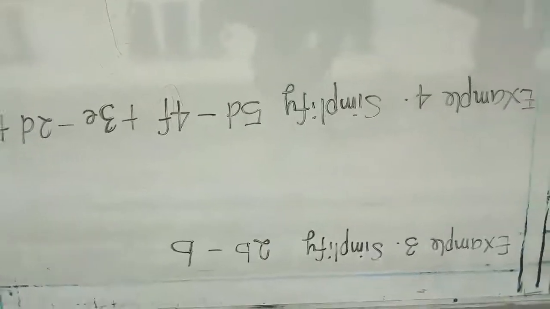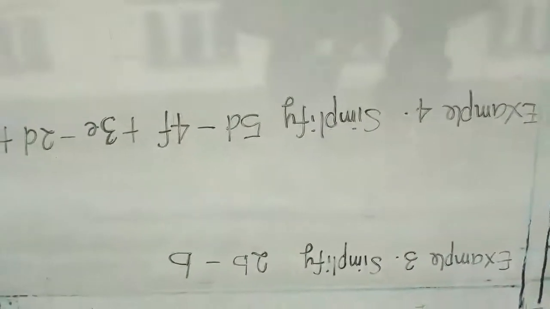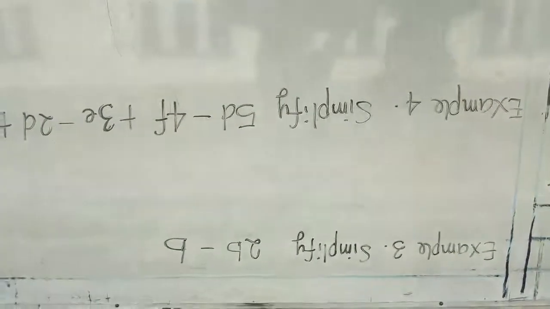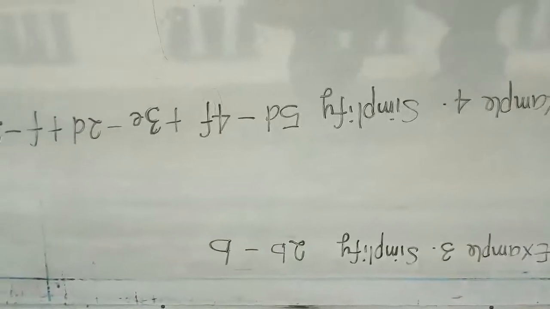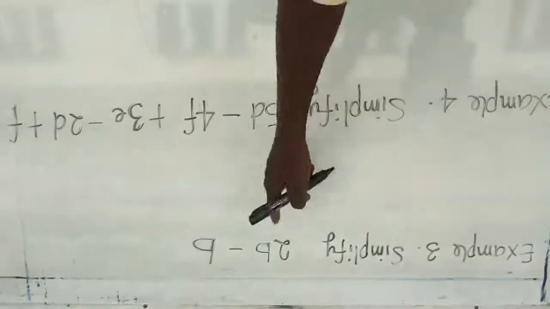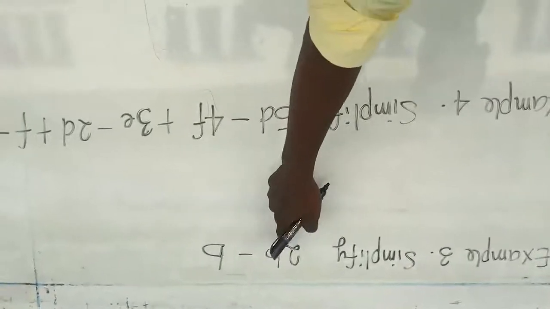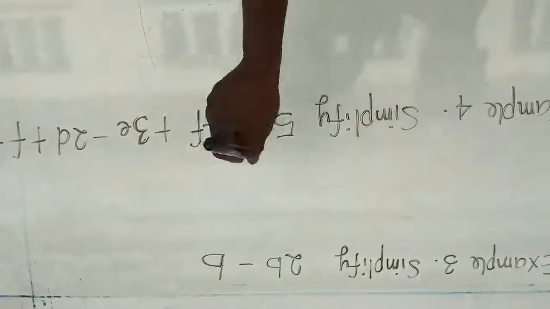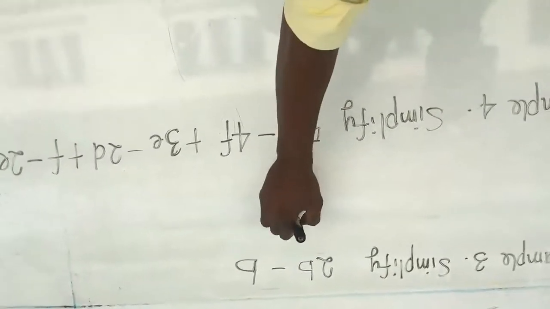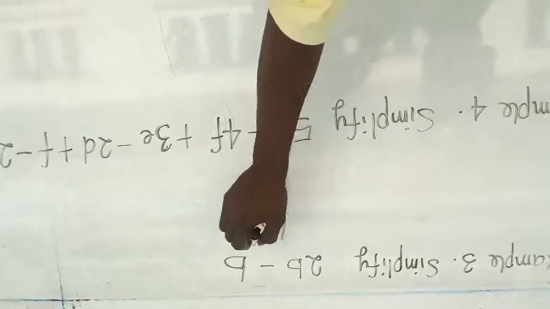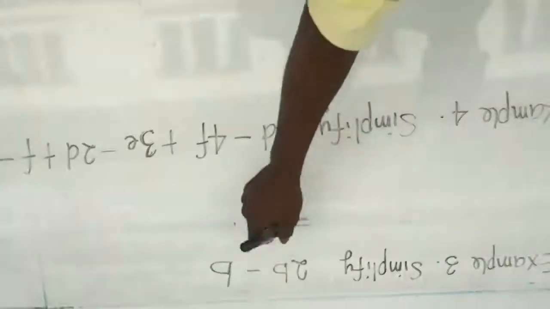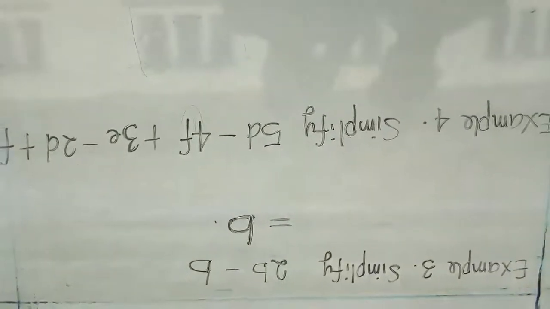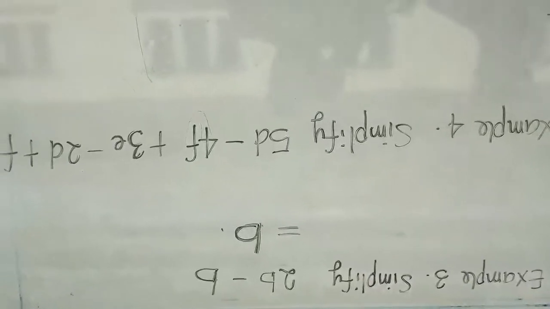Example 3. Simplify 2b minus b. 2b minus b. They are like terms. So 2b minus b, what are the coefficients? Coefficient of b here is 2. Coefficient of b here is 1. 2 minus 1 is 1. Therefore, the answer here is what? 1b. I told you you don't need to write 1 here. That is the rule. So you just write b. So 2b minus b is b.